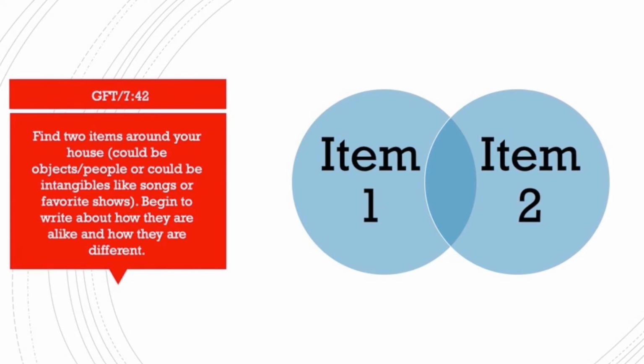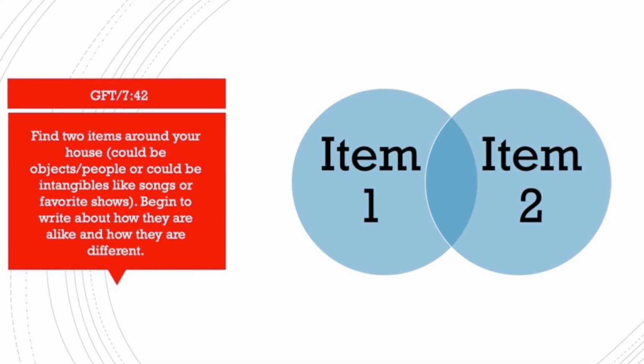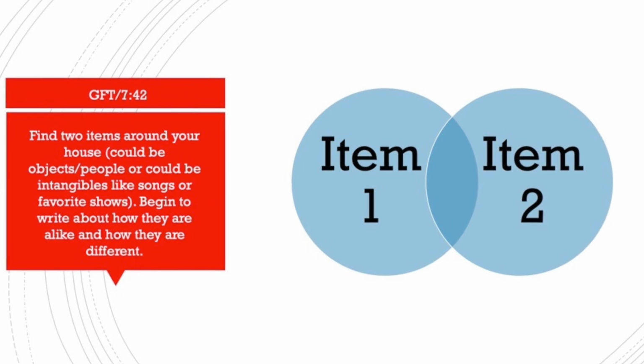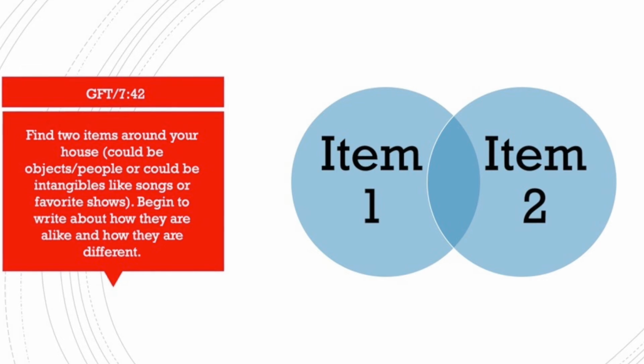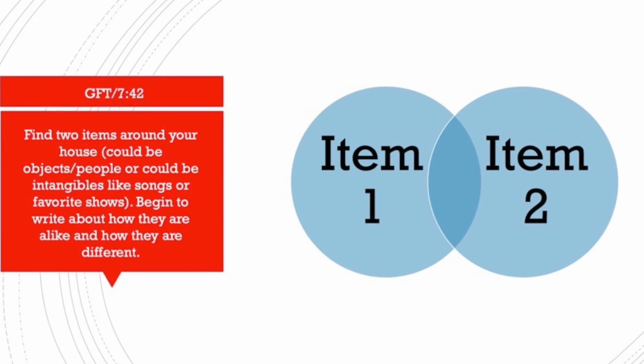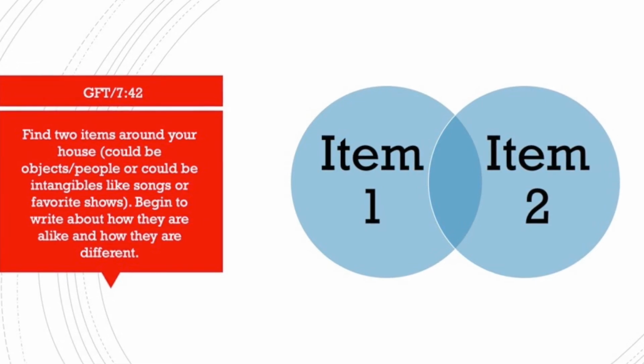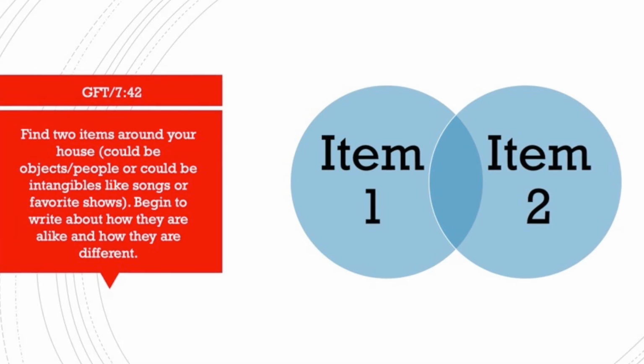For your brainstorm, just start to list as many different ways as you can of how they are different. That will go in the larger part of each circle, one item for each circle, and then how they are the same will go in the part of the circles that will overlap.